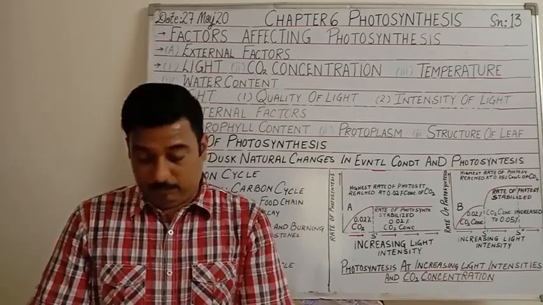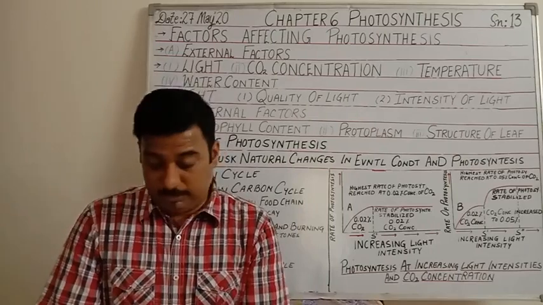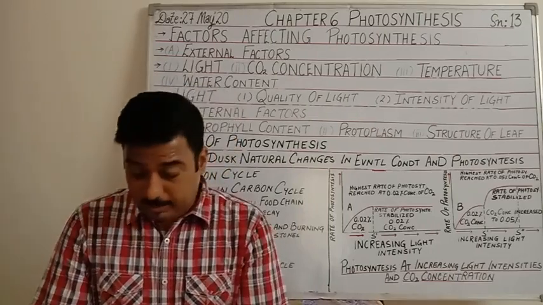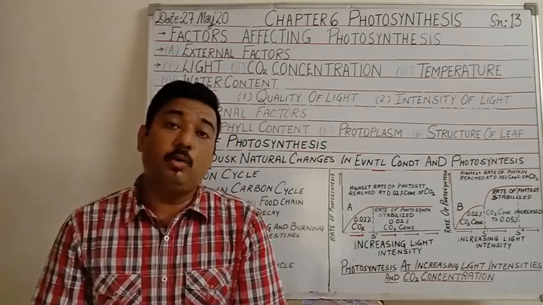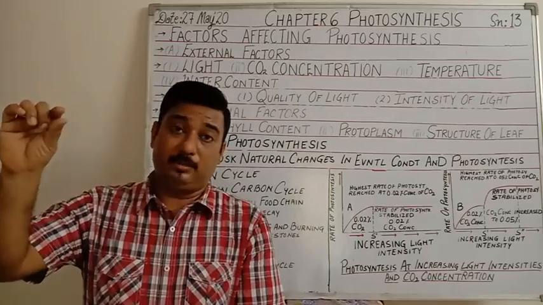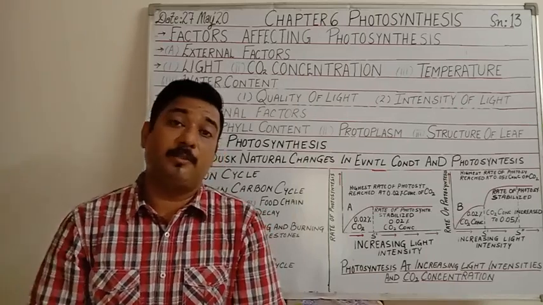Starting with quality of light, the highest rate of photosynthesis takes place in red and blue light. You all know that sunlight is in the form of white light.